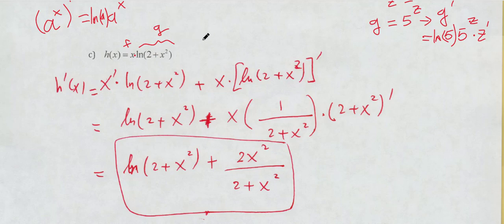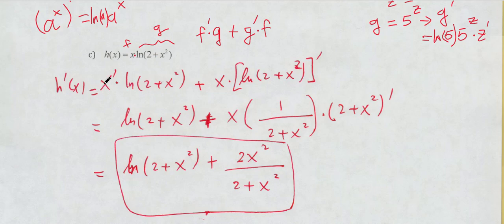So the product rule says that we take f prime times g plus g prime multiplied by f. That means I take the first function's derivative, x prime, times the second function g, which is ln of 2 plus x squared, plus g prime, which is ln of 2 plus x squared, take the whole thing prime, multiplied by f, which is x only.